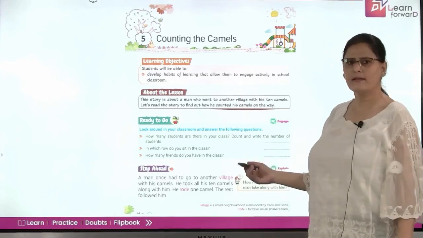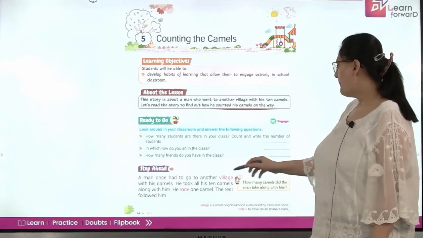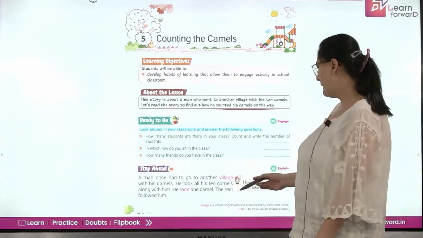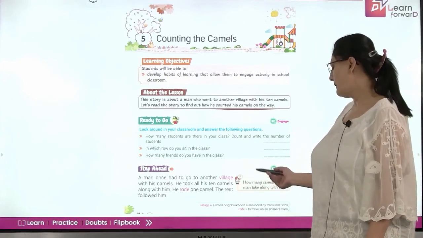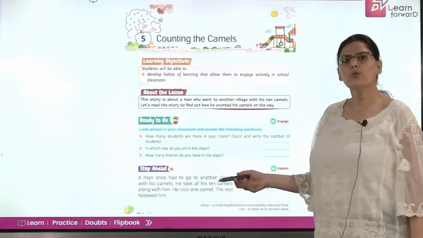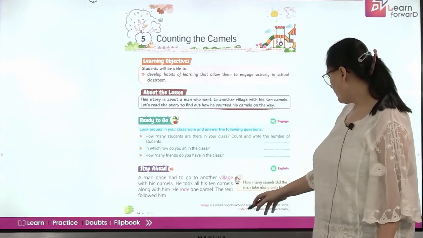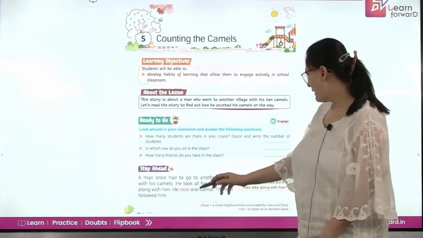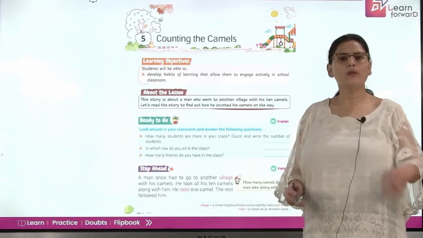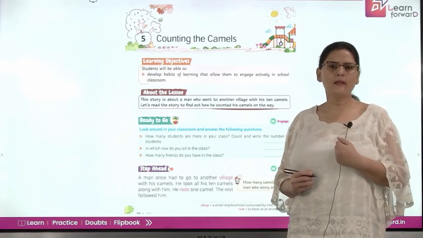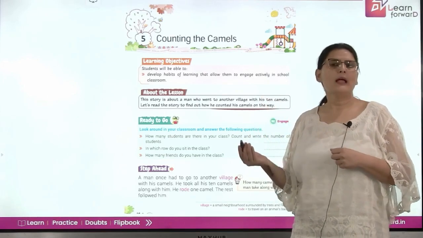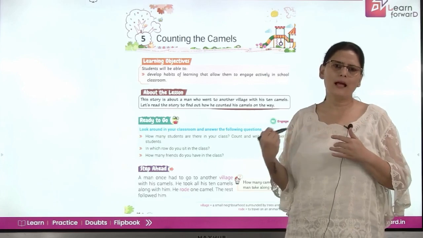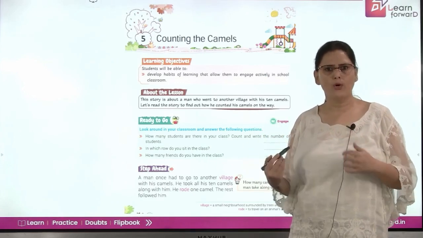Now let's start reading the story. A man once had to go to another village with his camels. He took all his 10 camels along with him. He rode one camel. What is rode? To travel on an animal's back, right? The rest followed him. So there was a man who had 10 camels and he went to another village. He rode one camel, then we are remaining with the 9.